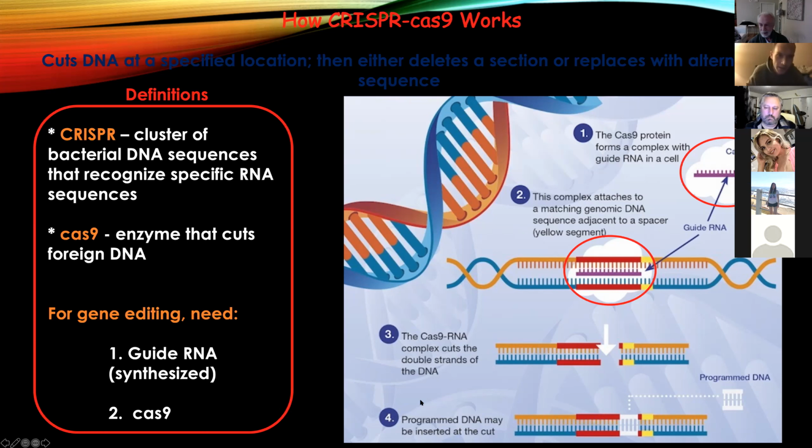So at this point in time, CRISPR is not really in a human application, correct? That's right. Yeah, it's considered unethical to do that.